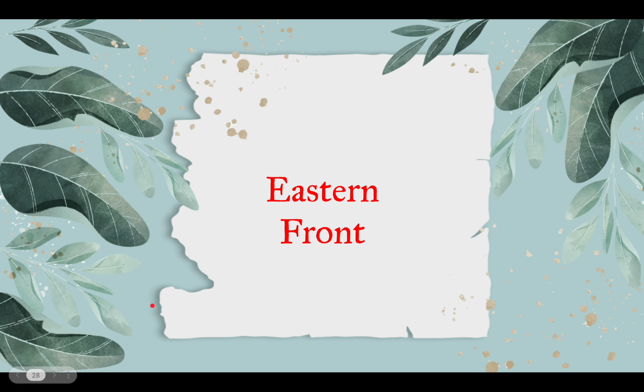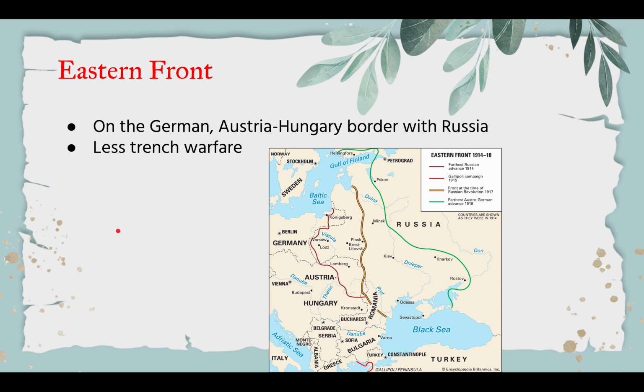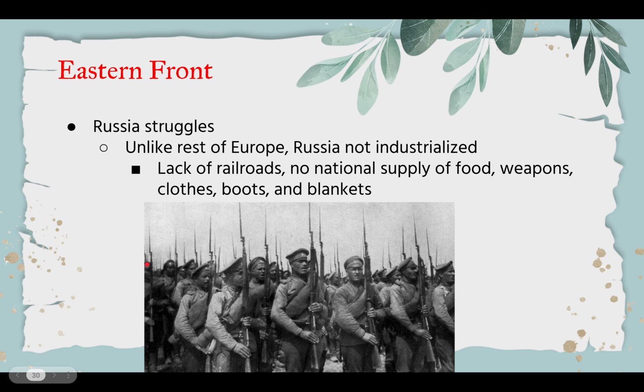All right, now let's switch over to the Eastern Front. So the Eastern Front is the side with Germany. On the German, Austria-Hungary border with Russia, there is less trench warfare during this front, but Russia is really, really struggling. Unlike the rest of Europe, Russia is not industrialized. They lacked railroads, and they had no national supply of foods, weapons, clothes, boots, or blankets.